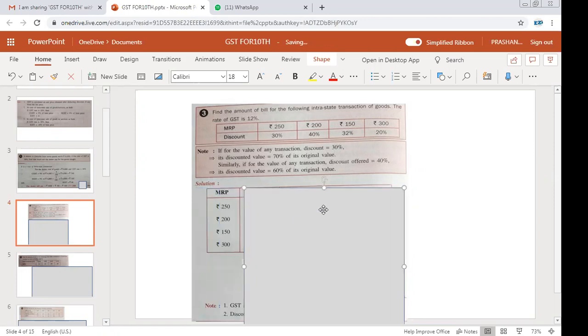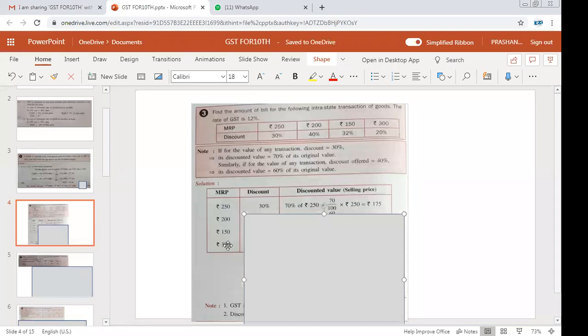So first of all, we're going to write MRP, and then we're going to write down the MRPs: 250, 200, 150, and 300. First of all, pay attention on the screen, understand the concept, and then you can write down whatever you want in your book. Please pay attention on the screen, and then pause the video and write it down.